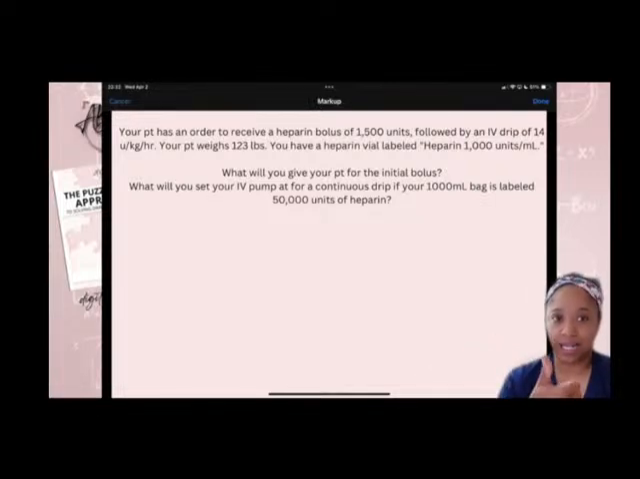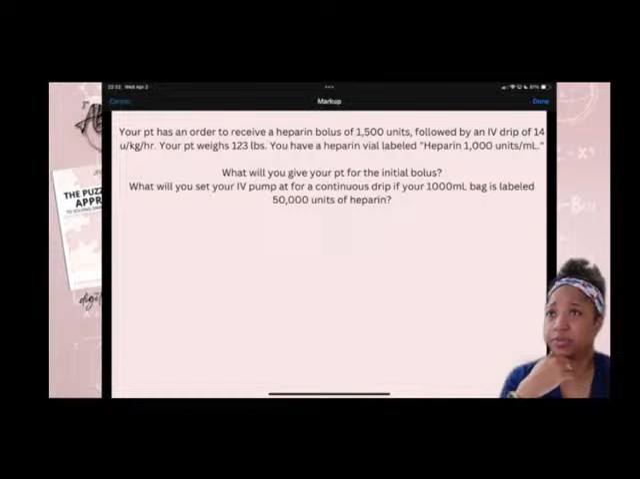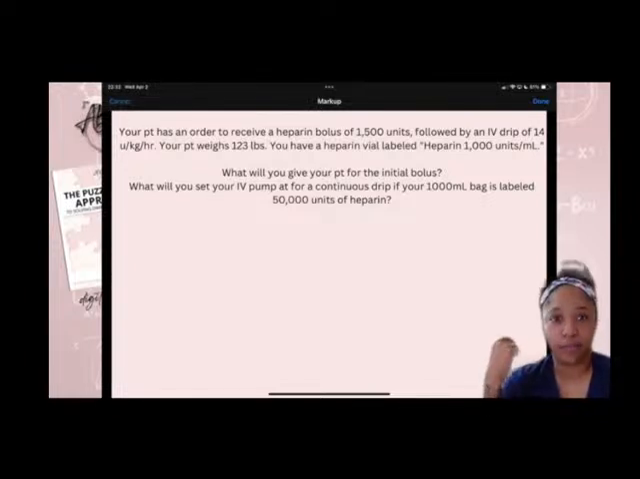Okay. All right. So your patient has an order to receive heparin 1,500 units, followed by an IV drip of 14 units per kilogram per hour. The patient weighs 123 pounds. You have a heparin vial that's labeled heparin 1,000 units per milliliter. What will you give your patient for the initial bolus? And what will you set your pump to for a continuous drip, if you have a 1,000 mL bag that's labeled 50,000 units of heparin?